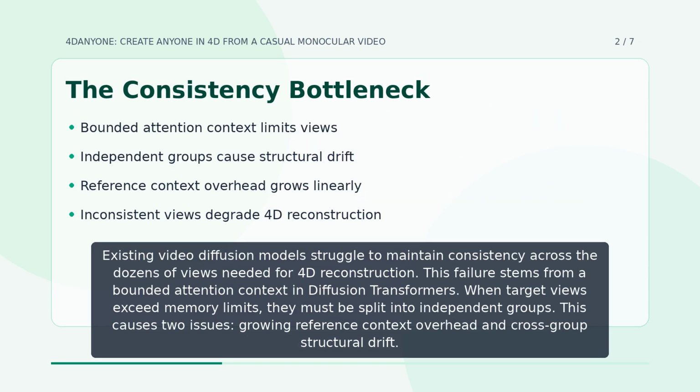Existing video diffusion models struggle to maintain consistency across the dozens of views needed for 4D reconstruction. This failure stems from a bounded attention context in diffusion transformers. When target views exceed memory limits, they must be split into independent groups. This causes two issues: growing reference context overhead and cross-group structural drift.